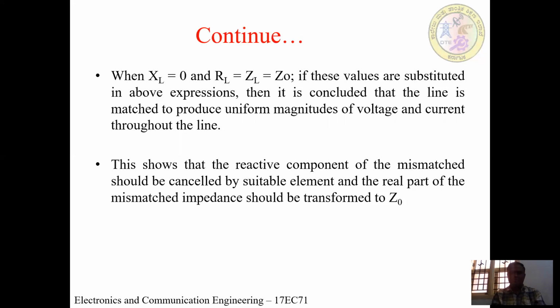So this shows that the reactive component of the mismatch should be cancelled by suitable elements, and the real part of the mismatched impedance should be transferred to Z0. So this is the basic idea of the matched condition.